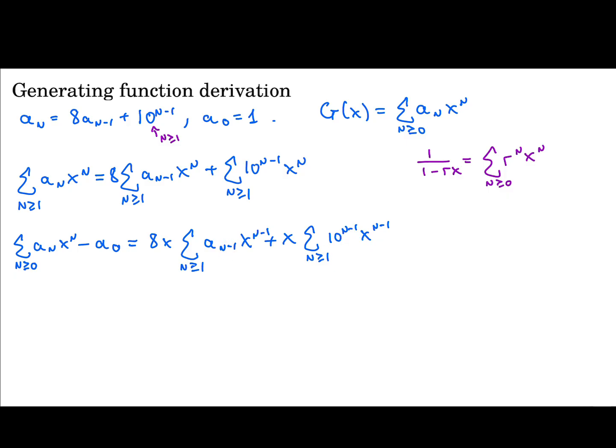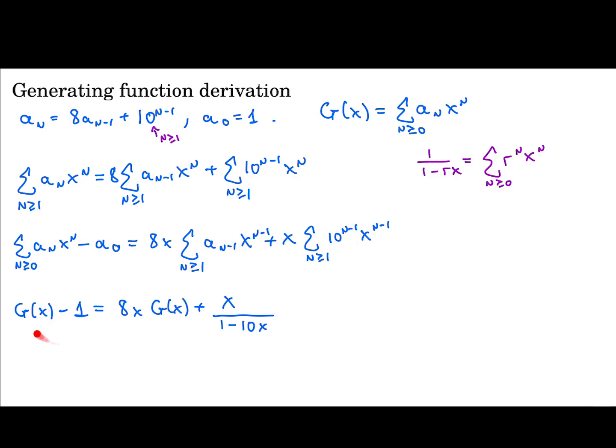Okay. So that means that the one on the left here is going to be g of x minus a0. We know that a0 is 1, so let's replace it already. g of x minus 1 equal to 8x g of x plus, so this is going to be this geometric series here with the r equal to 10. So this will be x over 1 minus 10x.